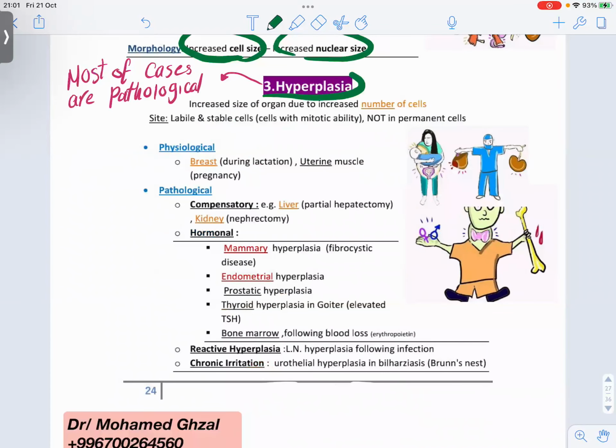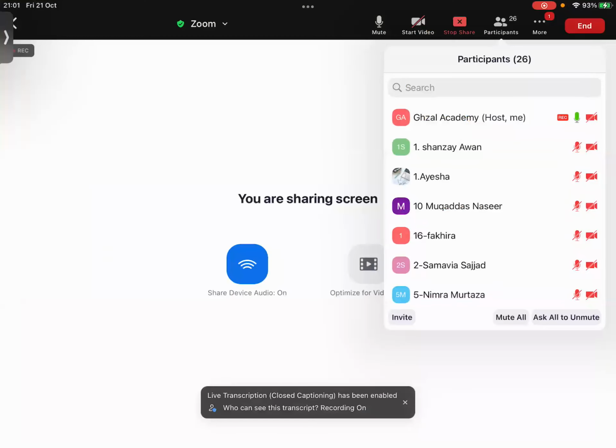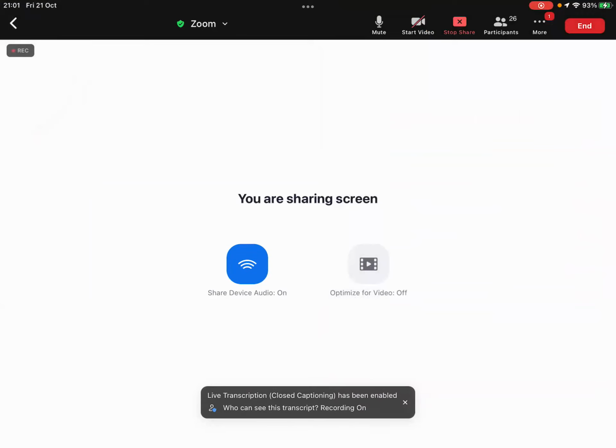Then we will talk about hyperplasia. So what's the difference between hyperplasia and hypertrophy? Can anyone please tell me what the difference is between hyperplasia and hypertrophy? I will open the mic. Hyperplasia and hypertrophy. What's the difference?